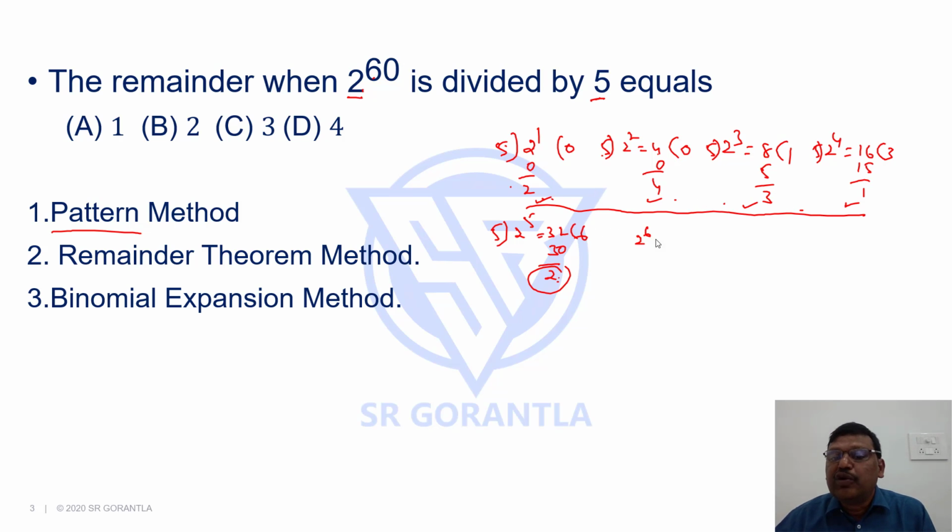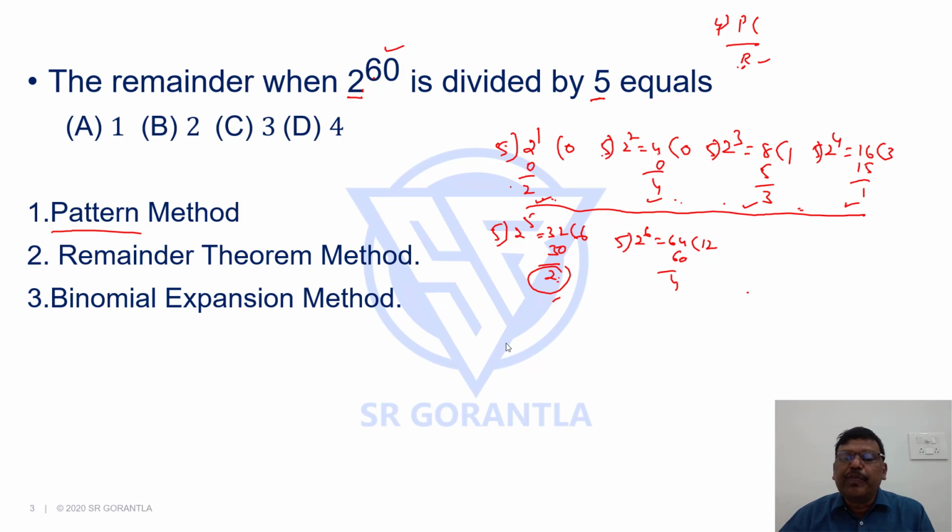If you want, you can check 2 power 6, 64. 5 12s are 60, remainder is 4. Is it repeated or not? So 2, 4, 3, 1, again you will get 2, 4, 3, 1. Because every 4 places it gets repeated, divide the power by 4 and take the remainder as the power. In case the remainder is 0, take the power as 4 because every 4 places it is repeating.